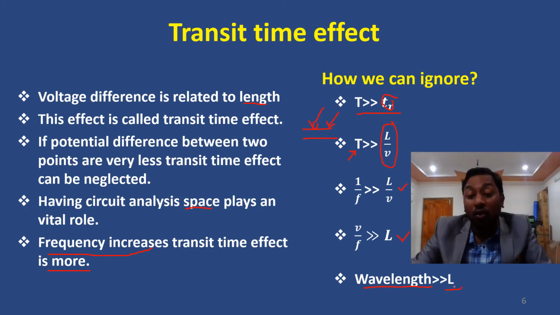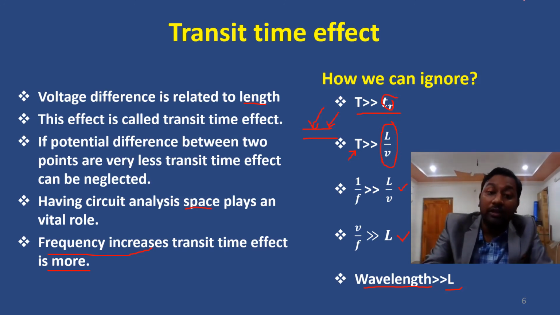So in the low frequency cases, the wavelength value is very high. That's why in the low frequency cases, the transit time effect is very less, or we can ignore the effect. But in the high frequency cases, the transit time effect is more, because the wavelength value is very less, so we cannot ignore the effect of the transit time. Now the point is why this transit time came into the picture, or why the voltage difference is there even though the system is a two conductor system.